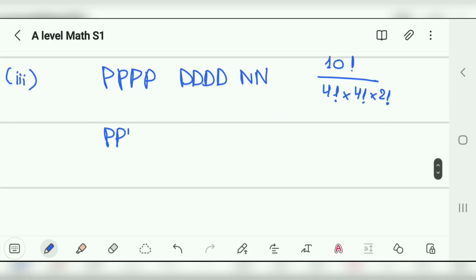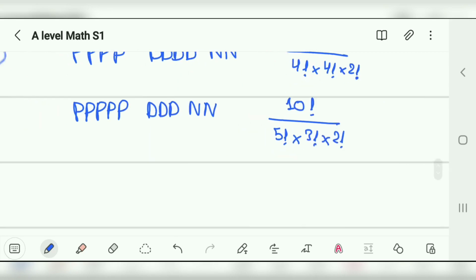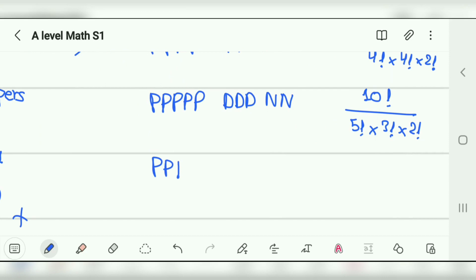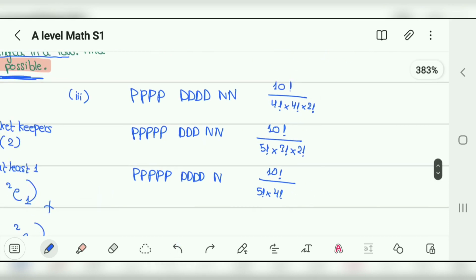Then we could also have the possibility of neglecting one diary. Same thing here, 10 factorial upon 5 factorial multiplied by 3 factorial multiplied by 2 factorial. Now we could neglect one notebook. There you go, 10 factorial upon 5 factorial, 4 factorial, and 1 factorial. So this is the answer. Add them up and you get the answer.